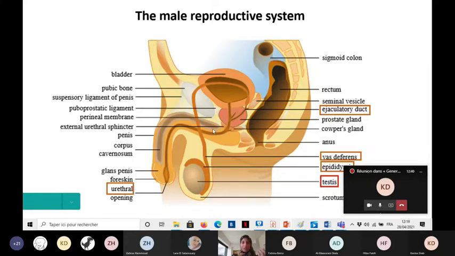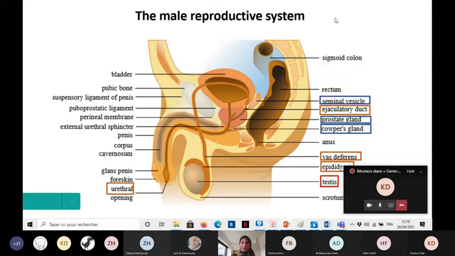The urethra transports the urine and the sperm cells. Both of them pass through the urethra in men. In females, it's different. It's only for the urine. And now the last element of the male reproductive system.